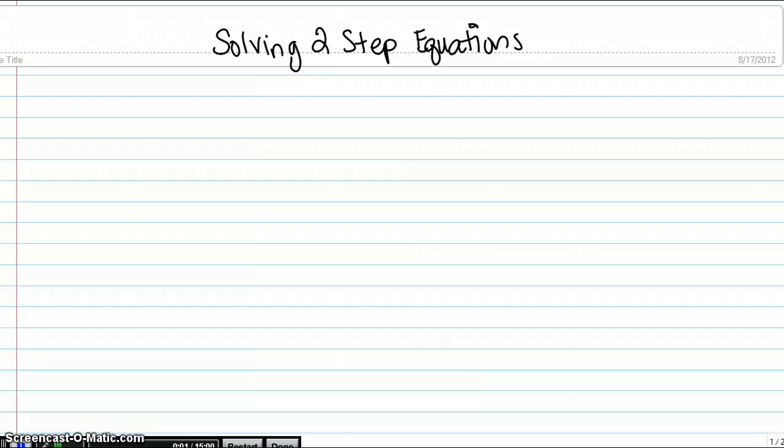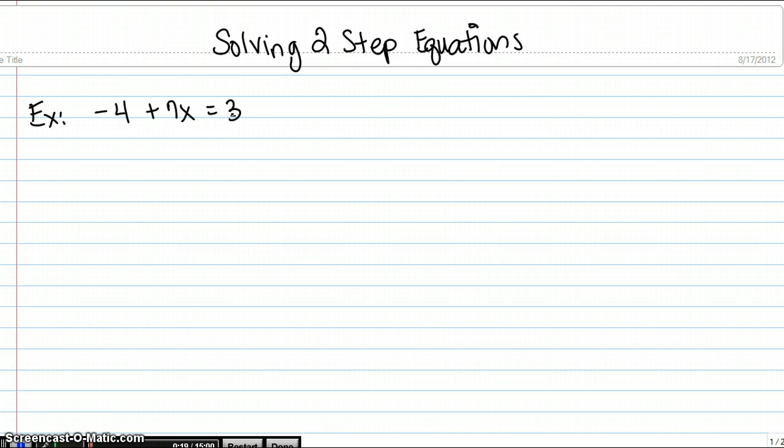All right, now we're going to solve two-step equations. What do I mean by two steps? Meaning it's going to take 2 steps to solve the equation. Well, let's take a first example. -4 plus 7x equals 3.